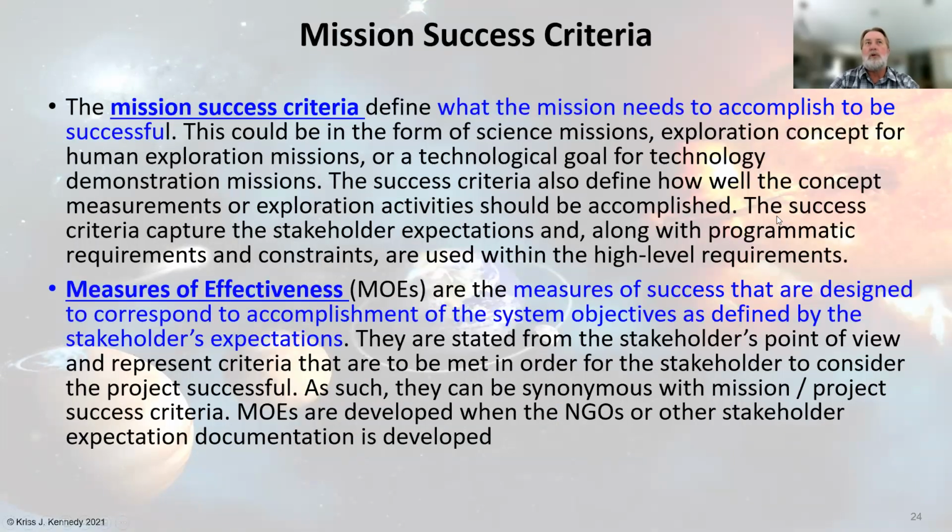Mission success criteria is important because it helps to define what the mission needs to accomplish to be successful. This could be in the form of science missions, exploration concepts for human exploration, or even technological goals for technology demonstrations. Measures of effectiveness are the measures of success that are defined to correspond to accomplishment of the system objectives as defined by the stakeholders' expectations. So you can see how there are interdependencies in the whole process, and how important understanding vision, mission, goals, objectives and stakeholders' expectations are.